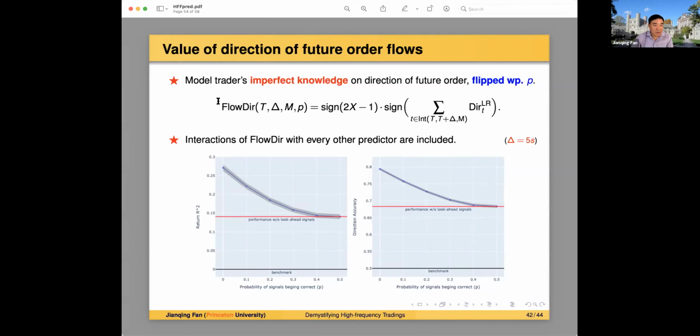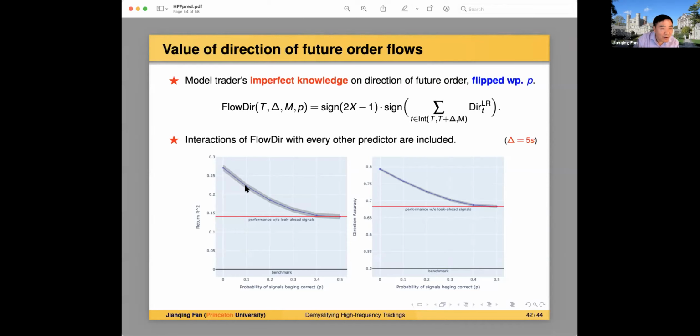So how do we use this additional variable? Just one variable about the sign, imperfect knowledge of the sign of the future. We just do interaction with every variable in our model. So we double the variables by including interaction of this variable with the remaining variables. The out of sample R squared doubled.